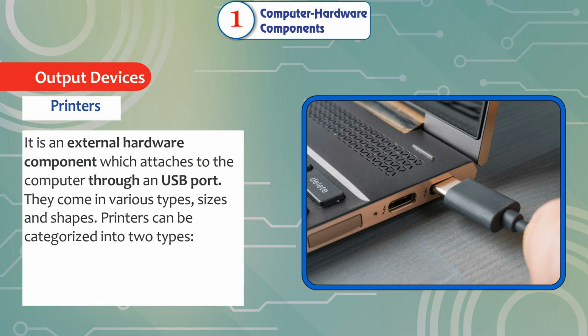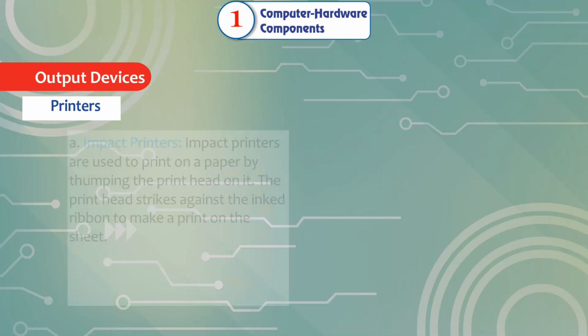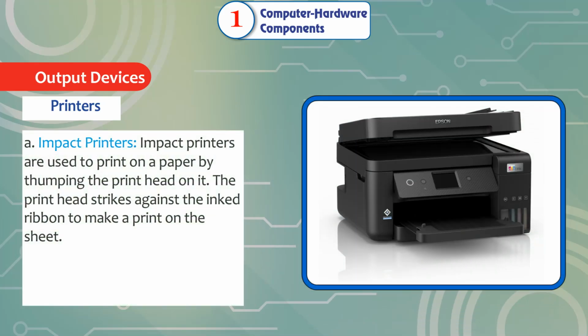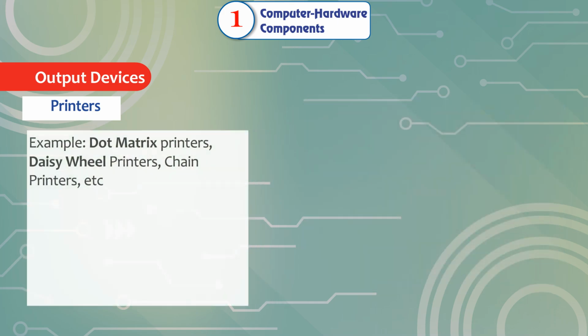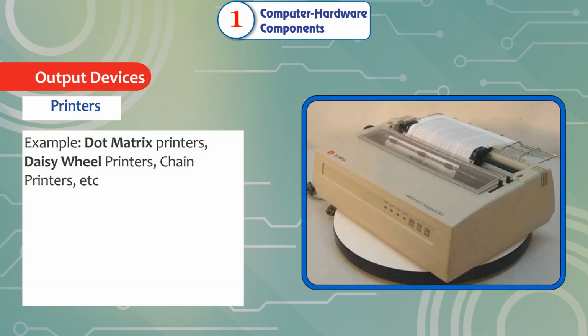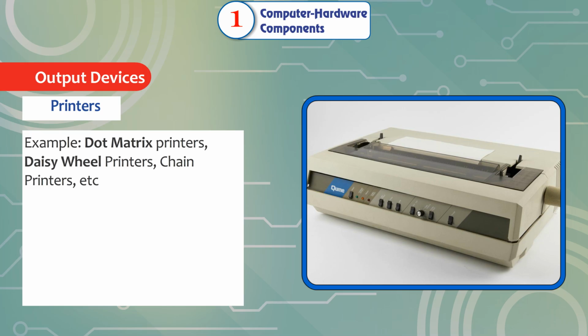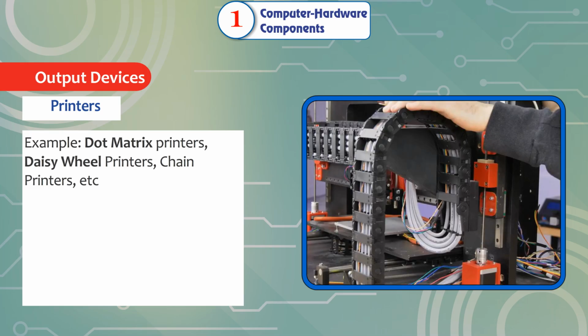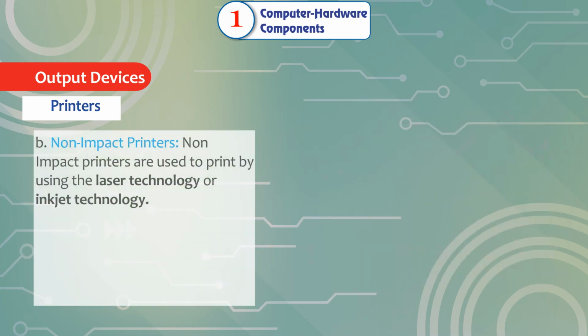Printers can be categorized into two types. A. Impact printers. Impact printers are used to print on a paper by thumping the print head on it. The print head strikes against the inked ribbon to make a print on the sheet. Example: dot matrix printers, daisy wheel printers, chain printers, etc.